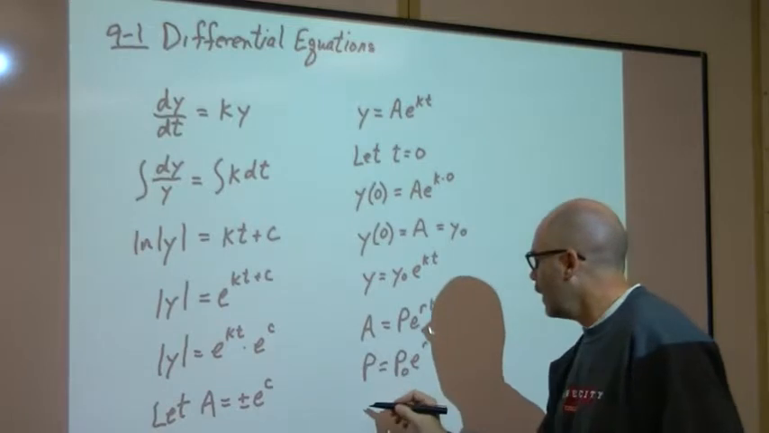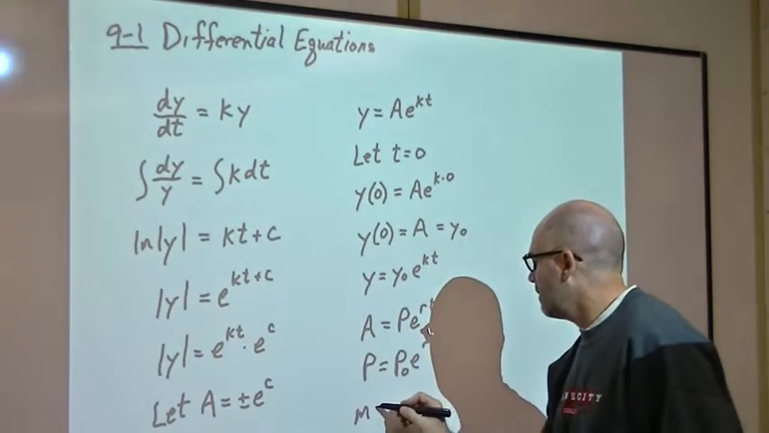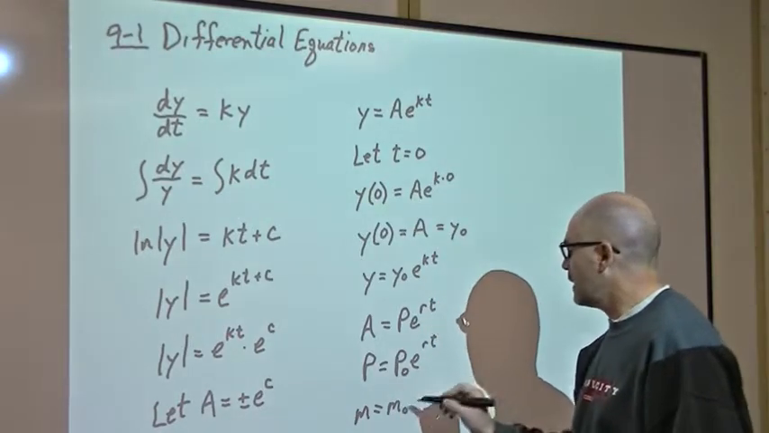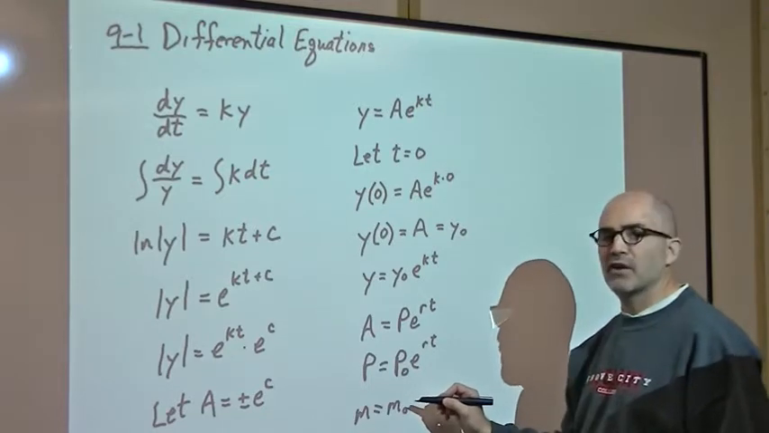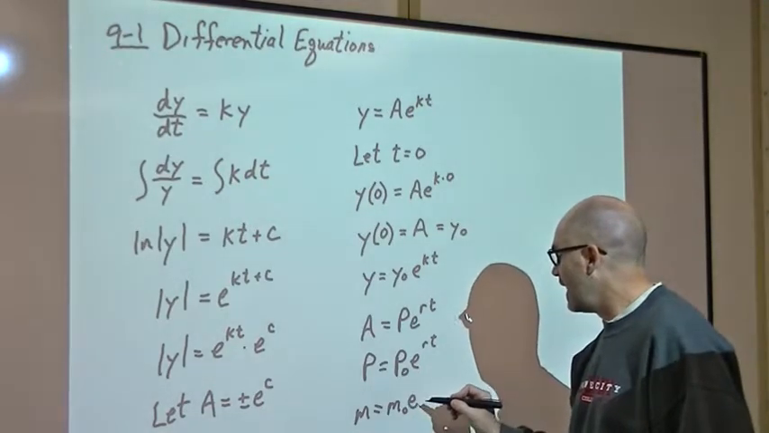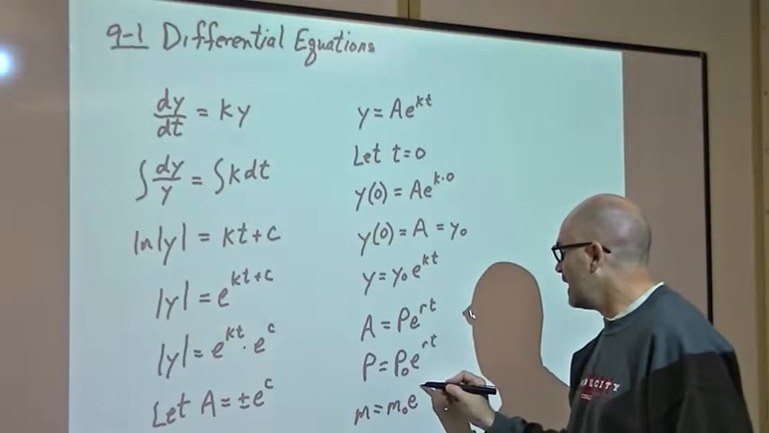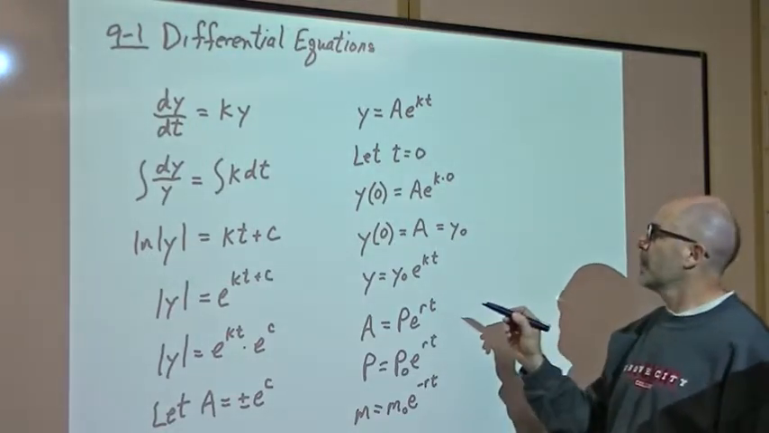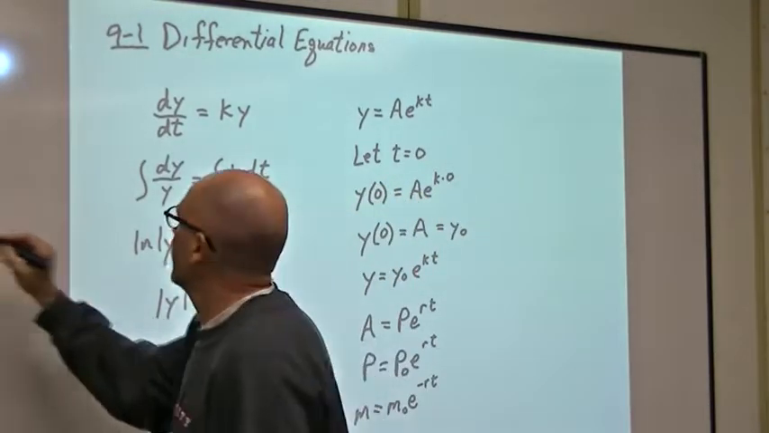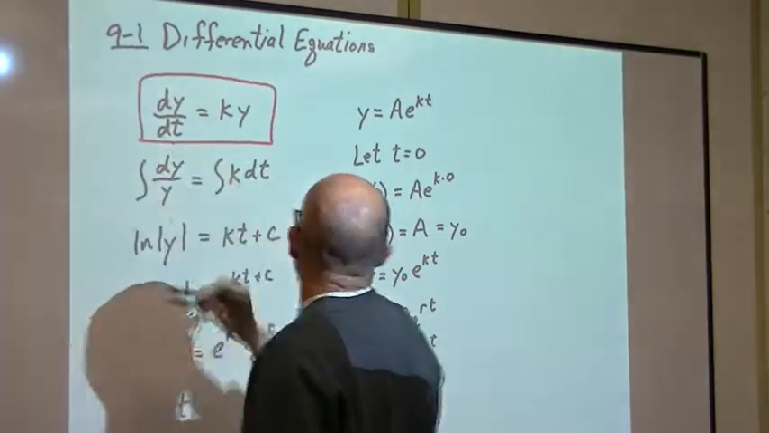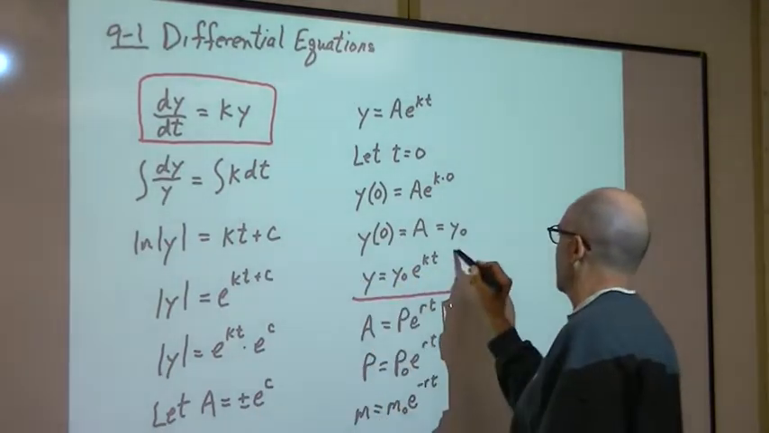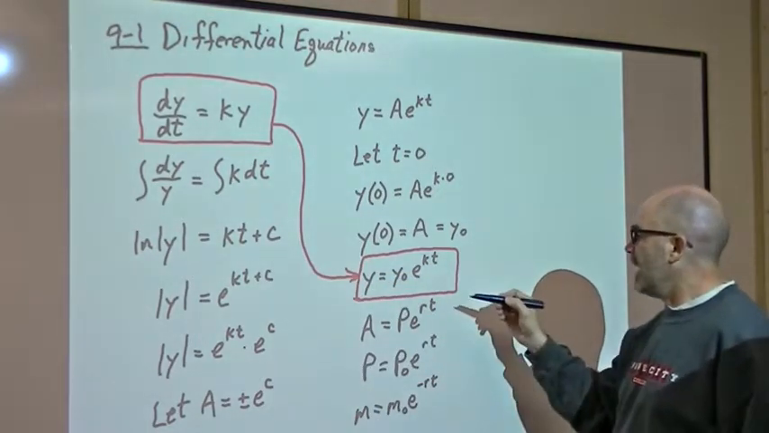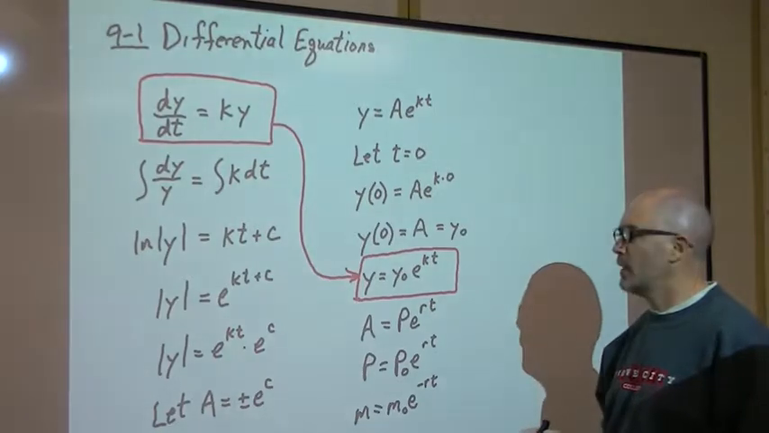And you could also apply this to mass of a radioactive substance. It's going to decay. So it's going to start at some initial value, m sub 0, and it's going to decay at some rate, e to the negative rt. So basically, the solution to this differential equation is this equation right here, and there are several applications to this.